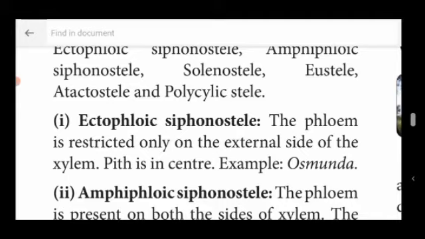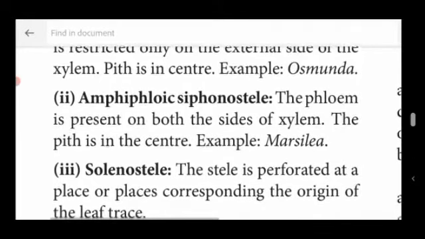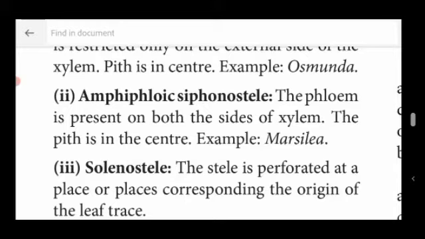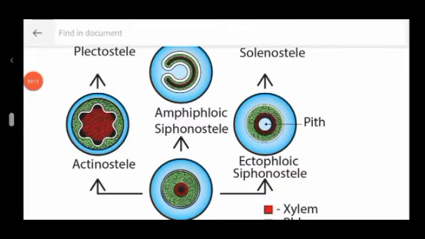Ectophloic stephanostele: the phloem is restricted only to the external side of the xylem, with the pith in the center. Example: Osmunda. Amphiphloic stephanostele: the phloem is present on both sides of the xylem. The pith is in the center. Example: Marsilea.